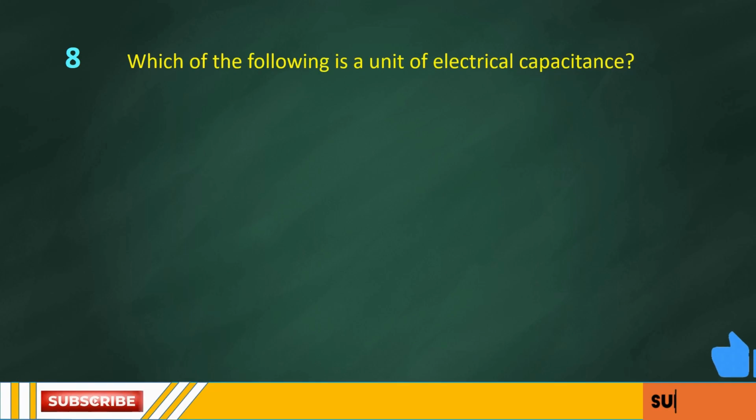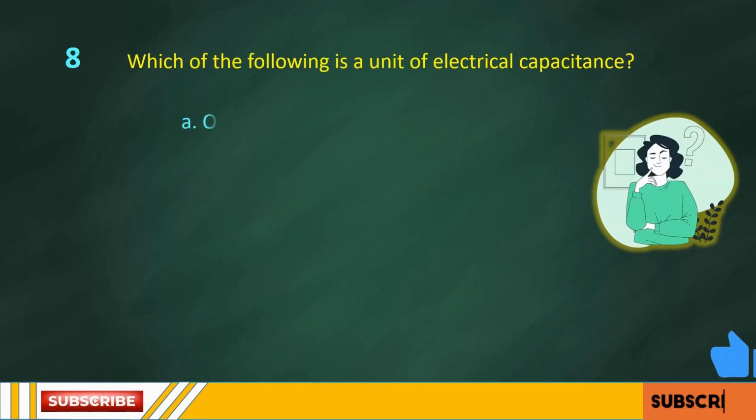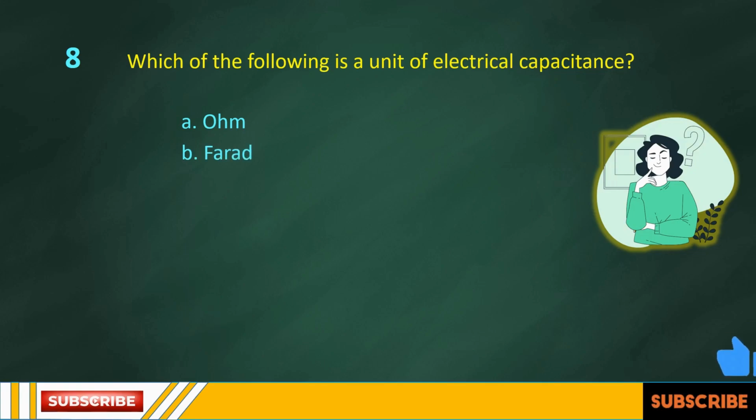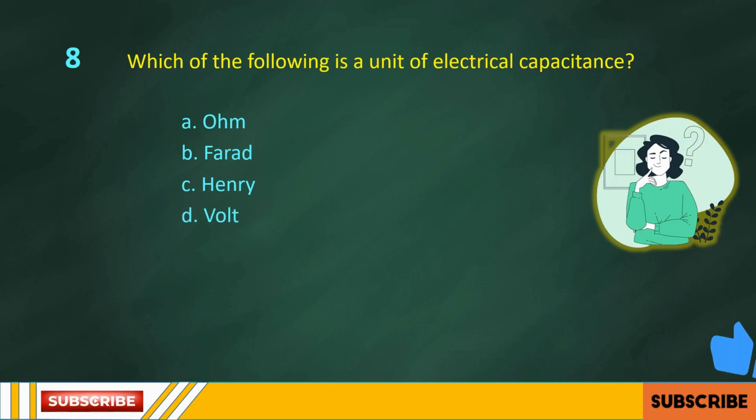Which of the following is a unit of electrical capacitance? A. Ohm. B. Farad. C. Henry. D. Volt. Answer B. Farad.